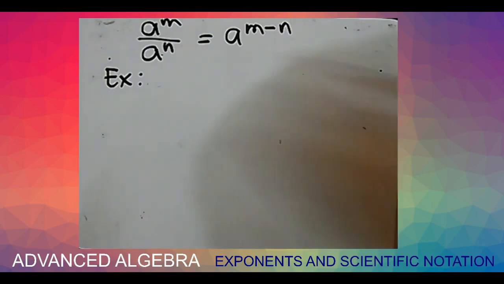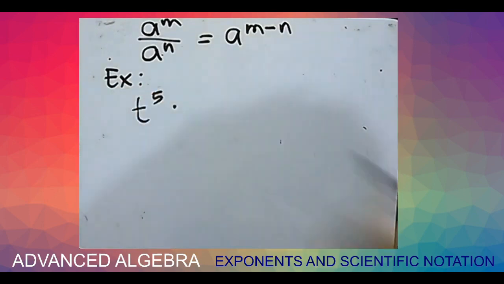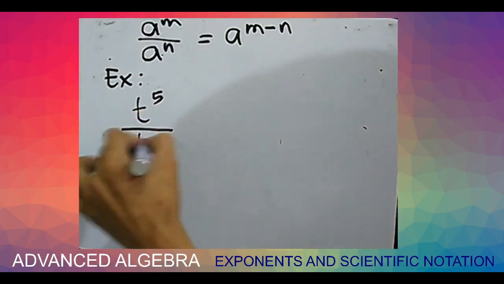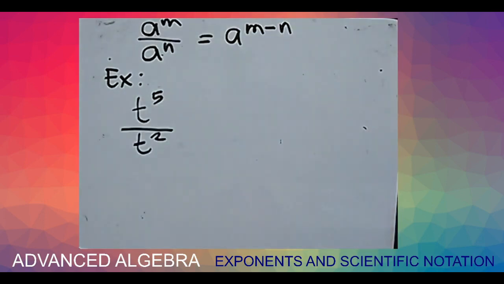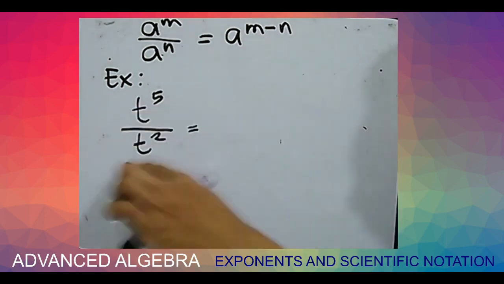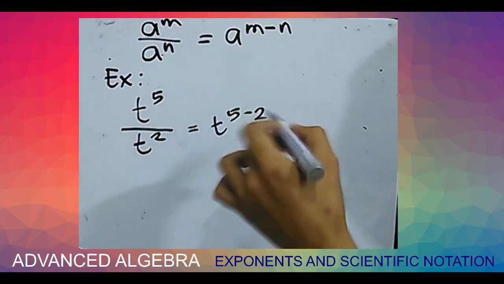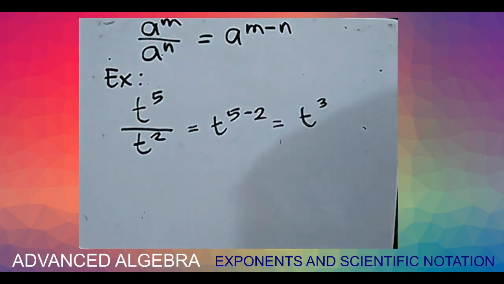So, for example, t to the fifth power divided by t to the second power, or t squared. Anong gagawin natin? Kokopyahin lang natin yung base natin kasi magkapareho naman. So, t, then 5 minus 2. 5 minus 2 ay 3. So, t cubed ang sagot.